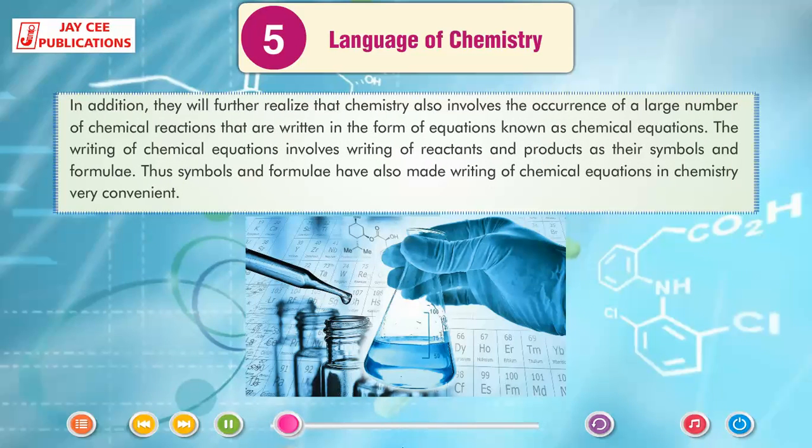In addition, they will further realize that chemistry also involves the occurrence of a large number of chemical reactions that are written in the form of equations known as chemical equations. The writing of chemical equations involves writing of reactants and products as their symbols and formulae. Thus, symbols and formulae have also made writing of chemical equations in chemistry very convenient.